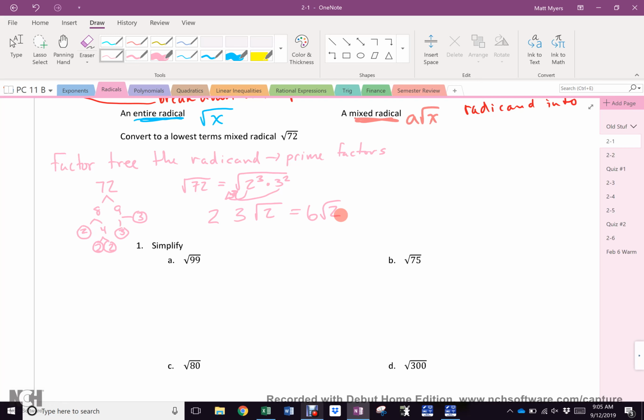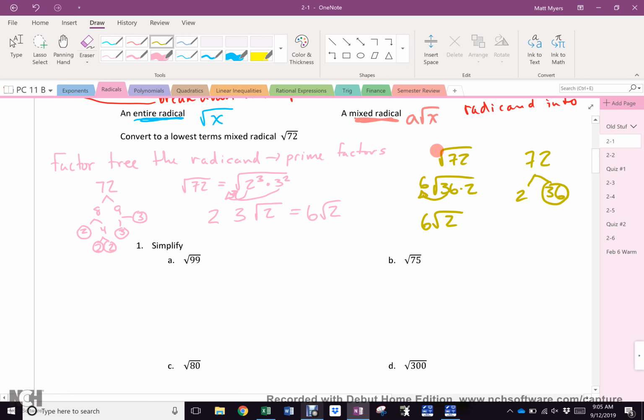Now, there are shortcuts. For example, since I am seeking a square root, anytime I can do a perfect square here, I can stop. So if I take 72 and I go 2 and 36, I can stop because 36 has a square root. Root of 72 is the same as the square root of 36 times 2. The square root of 36 is 6, so 6 root 2. Okay.